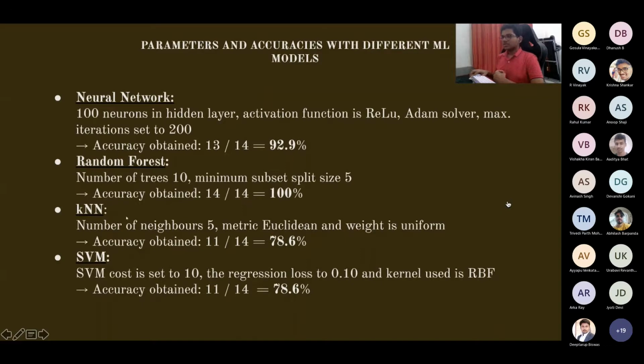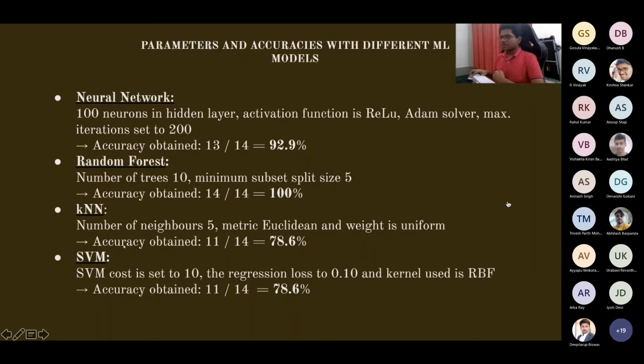For the k nearest neighbors, the number of neighbors was set to 5, the distance metric was set to Euclidean, and the weight is set to uniform. The accuracy obtained was 11 out of 14, which is 78.6%.